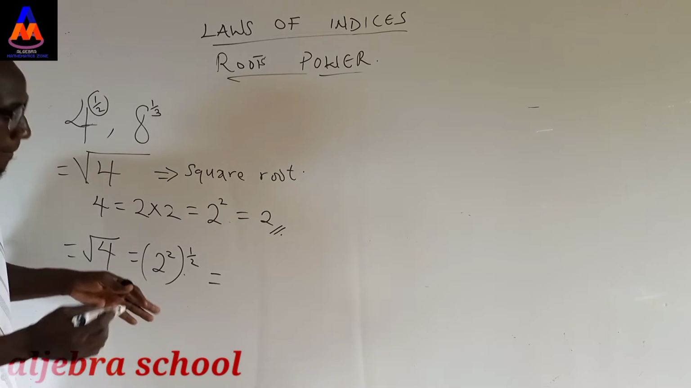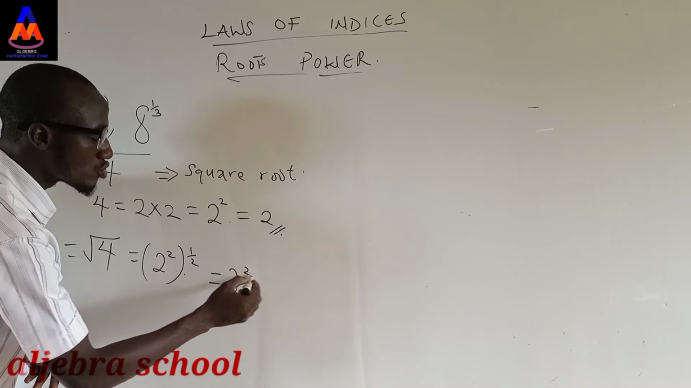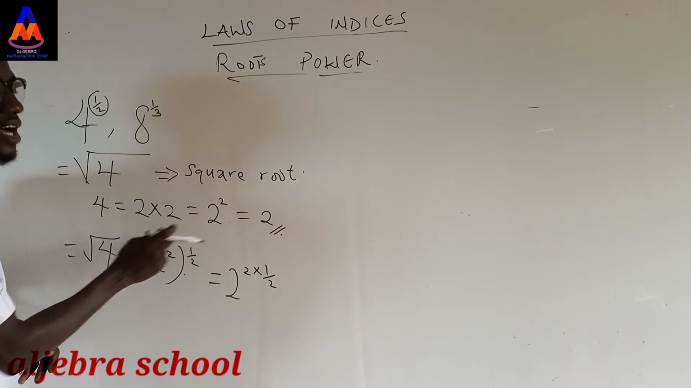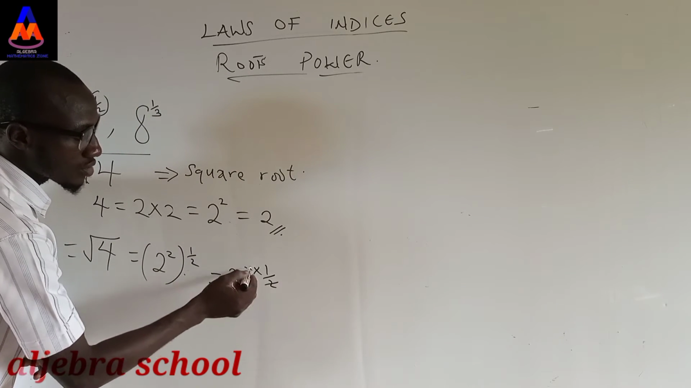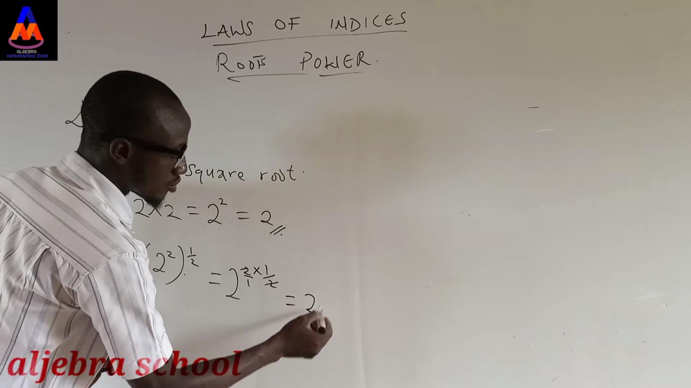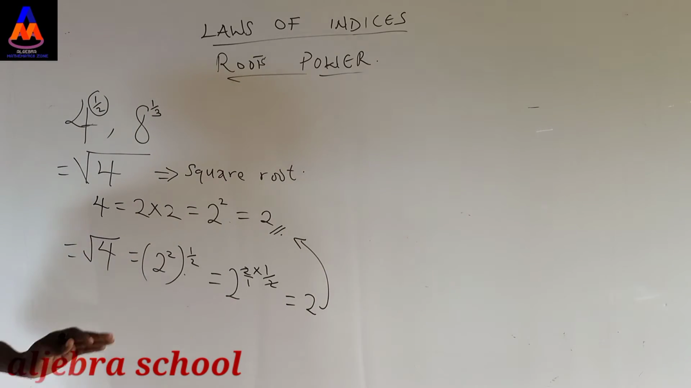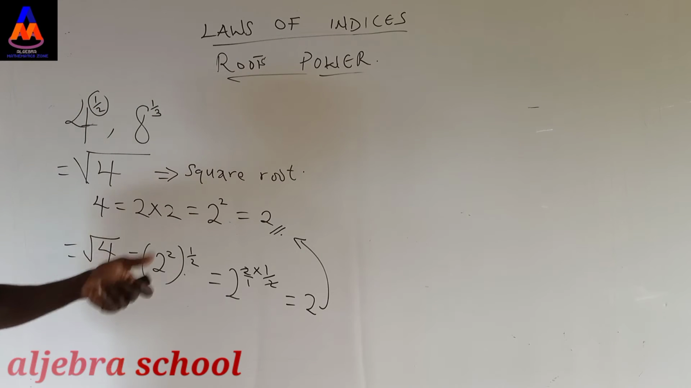Then according to the power rule that we use, this is 2 into bracket 2 times 1 over 2. The power rule says that anything that happens to the power, just apply it. This is like 2 over 1 times this. Then you cancel this out, and my answer is 2. So the reason why they got 2 here is this. That is what we call the root power.